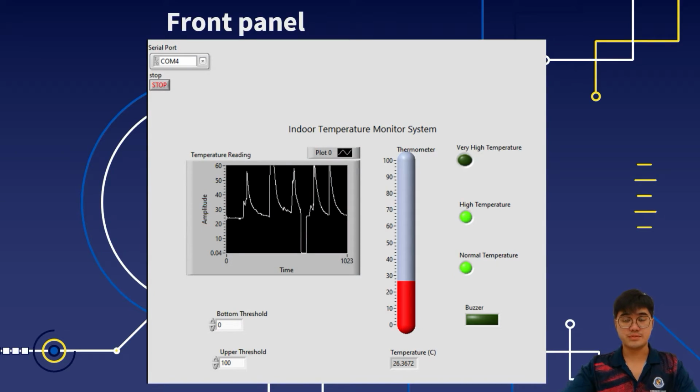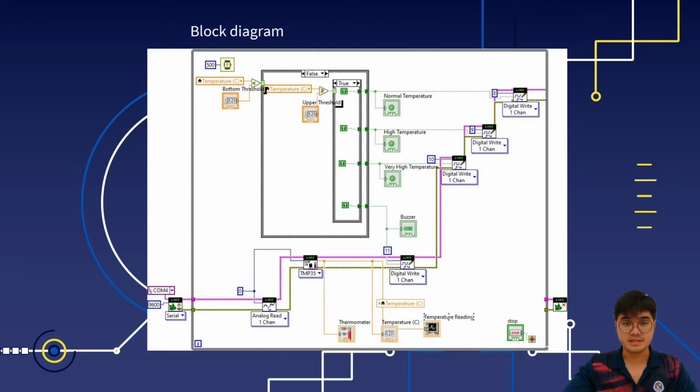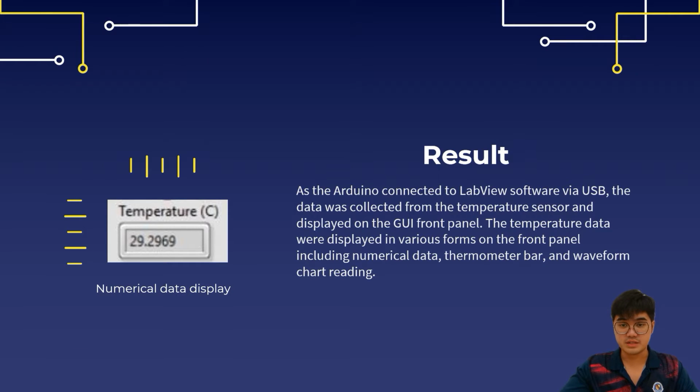After watching the video about how our temperature sensor works, here I'm going to show you what our GUI front panel looks like. And next is our block diagram to control and build the GUI front panel. As the Arduino is connected to the LabVIEW software via USB, the data is collected from the temperature sensor and displayed on the GUI front panel. The temperature data will display in various forms on the front panel, including numerical data, thermometer bar, and the waveform chart reading.